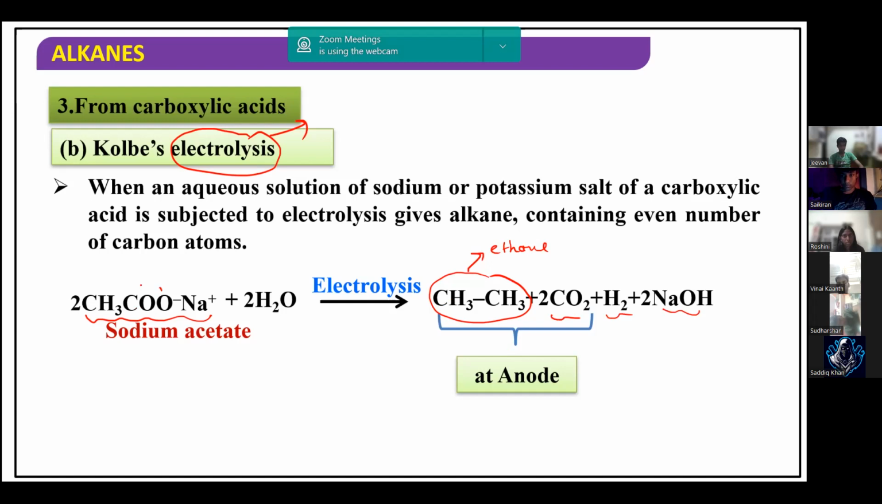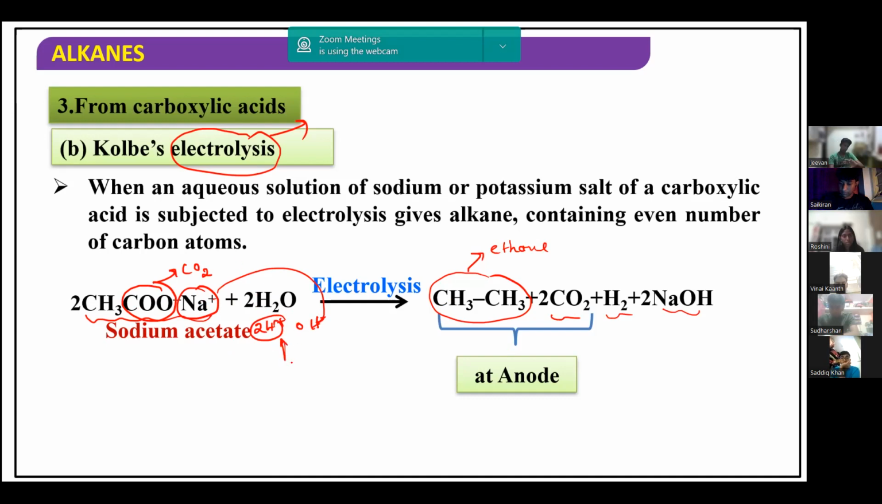That means this part will convert into carbon dioxide. And Na+, and in water we have H+ and OH-. So Na+ will combine with this, and this 2H+ will get converted into hydrogen, so it will be releasing hydrogen gas over here. So this water is going to release hydrogen gas over here. What are the byproducts obtained in this reaction?